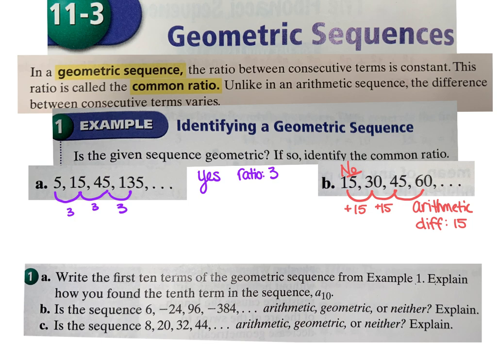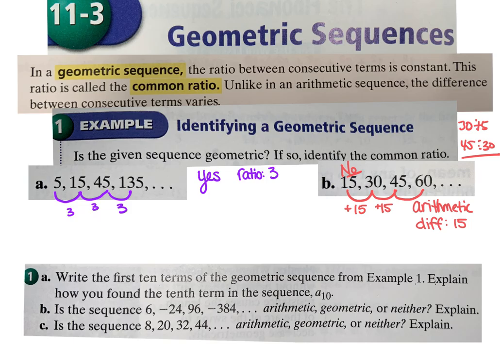You are looking for whether this is multiplying to get from one to the other, and whether I am multiplying by the same thing. If I were to test this one, I would say 30 divided by 15 gave me a 2, but 45 divided by 30 did not give me a 2. So this caused a problem. That's all we're doing. We're asking, am I multiplying to get from one term to the next? If so, is it the same thing? If that's the case, yes, I have a geometric sequence. That's the difference between geometric and arithmetic: adding with arithmetic, multiplying with geometric.